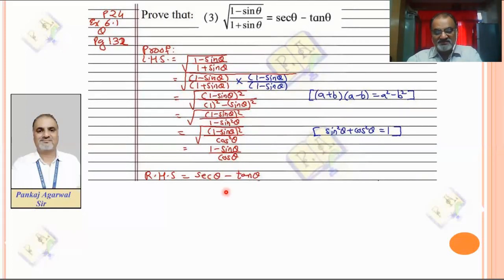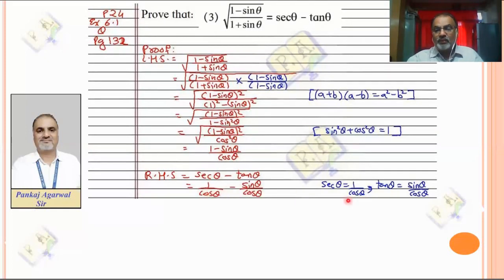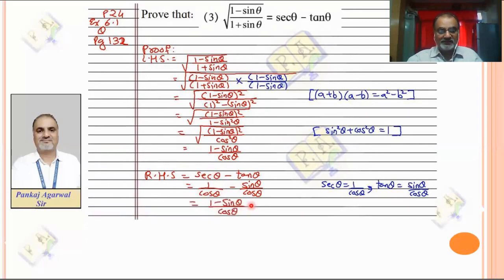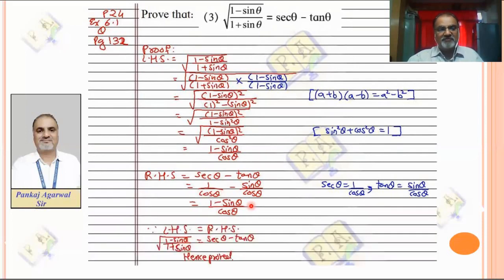So what is sec theta? 1 upon cos theta, and tan theta is sine theta upon cos theta. Substitute them. Look at the denominator. Both are cos theta. Hence, we can subtract the numerators. That is (1 minus sine theta) upon cos theta. Since LHS equals RHS, we can rewrite our final answer.